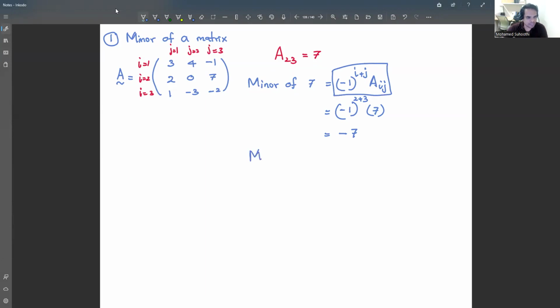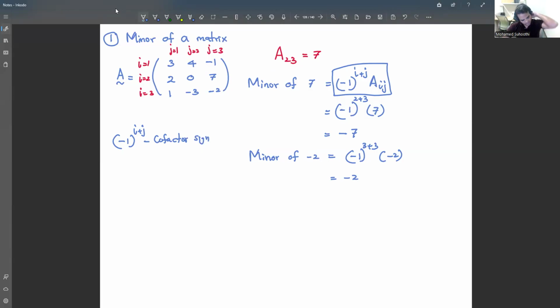Similarly, for example, the minor of the number minus 2. That means minus 1 to the power i plus j, both are 3, so 3 plus 3, into minus 2. So that means minus 2, right? This minus 1 to the power i plus j, we call the cofactor sign.